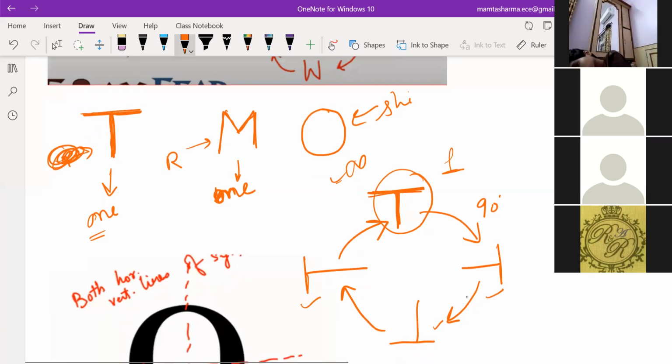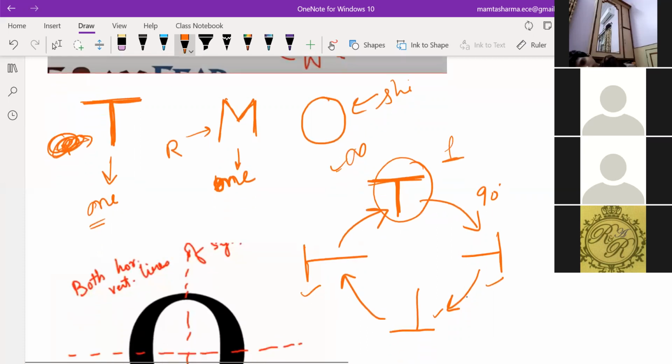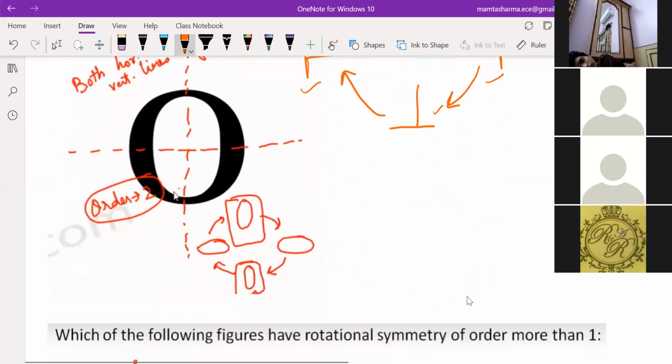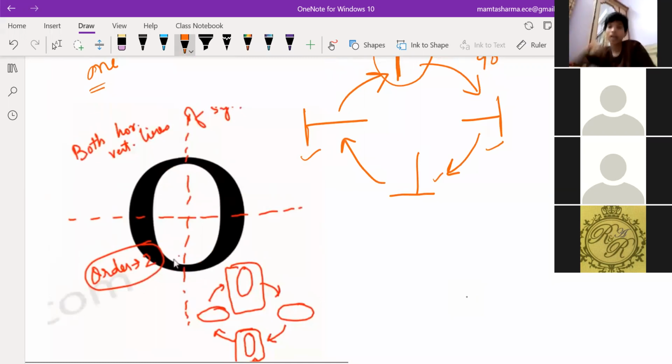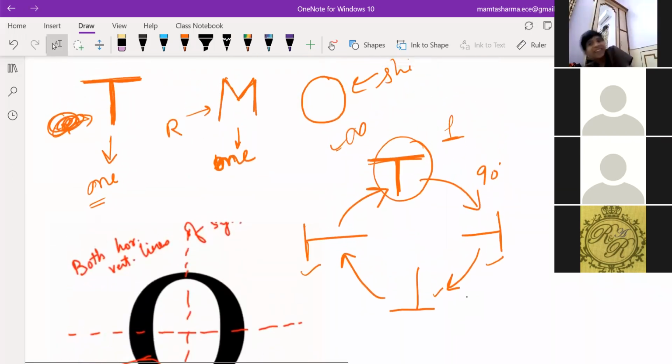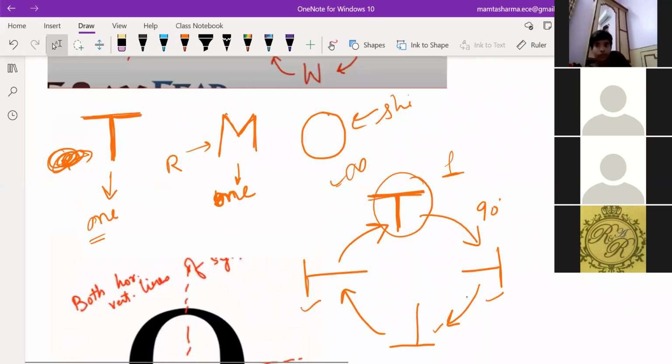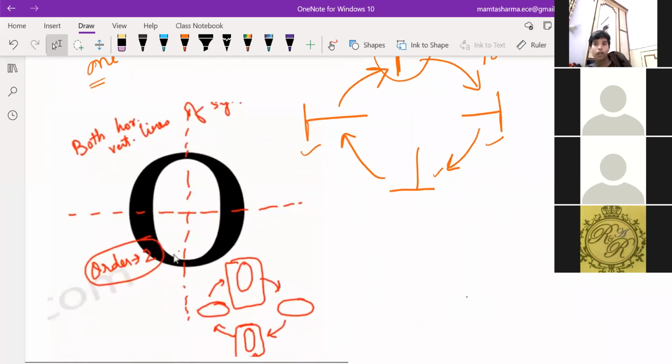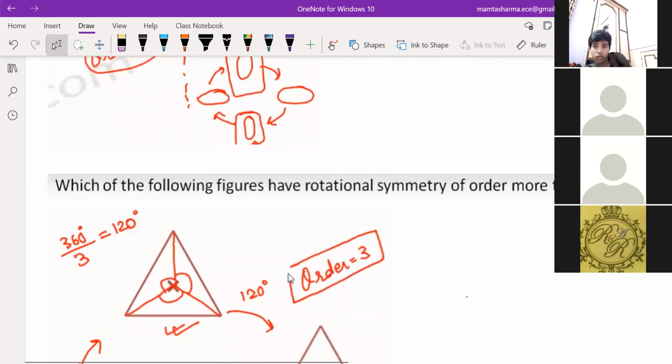Gohit, clear? Yes, ma'am, it's clear. Okay. So similarly for M. Ma'am, can we do a quiz? Wait. First we need to finish this chapter by today. After that we will do the quiz.